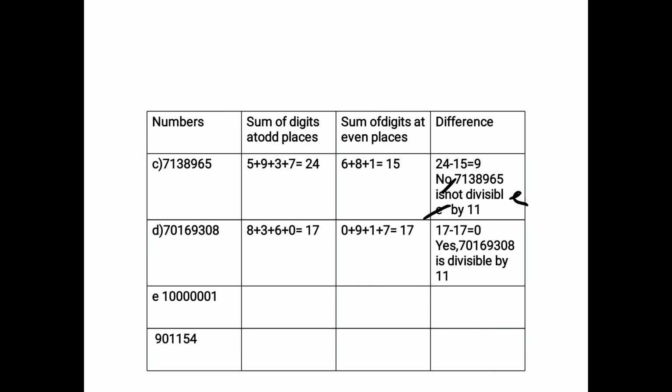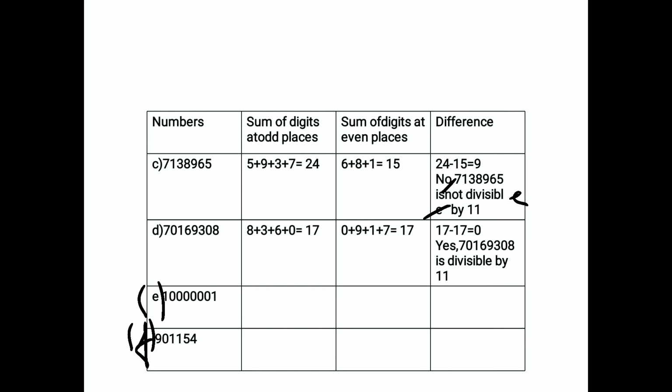Now D part. In this also we add odd places first. 8, 3, 6, 0. And whatever numbers are left, those will be the even places. Plus them. 17 minus 17 answer comes 0. So you write yes, 70169308 is divisible by 11. E and F part. This is the F part, students. You have to do E and F part both by yourself. Clear? In the table only.